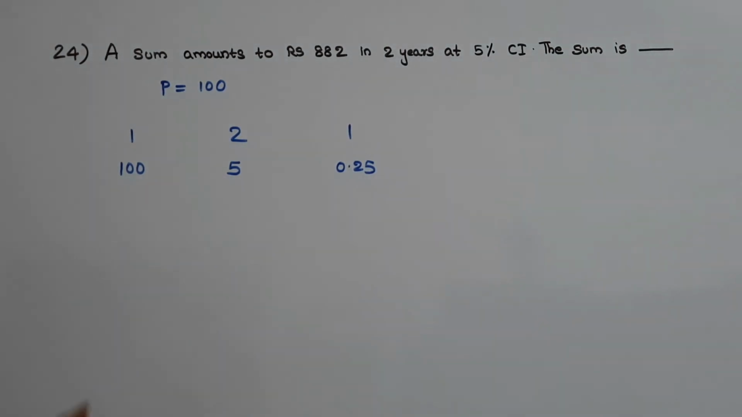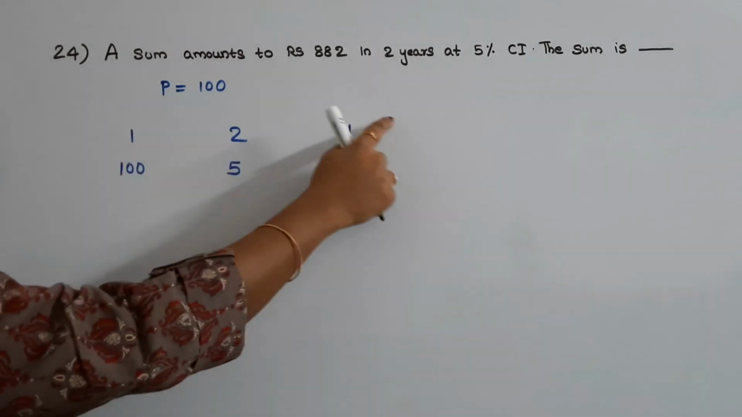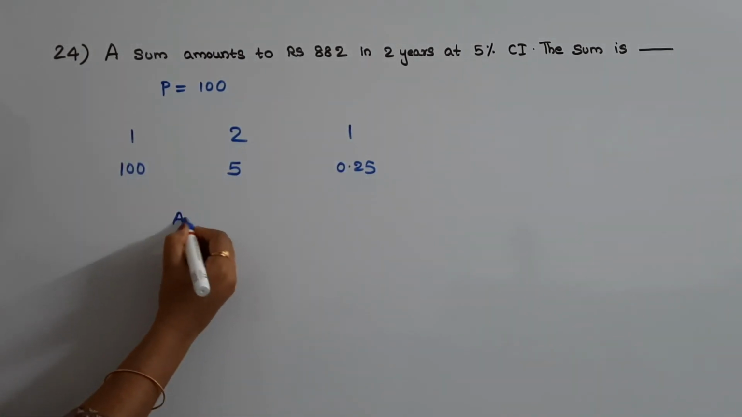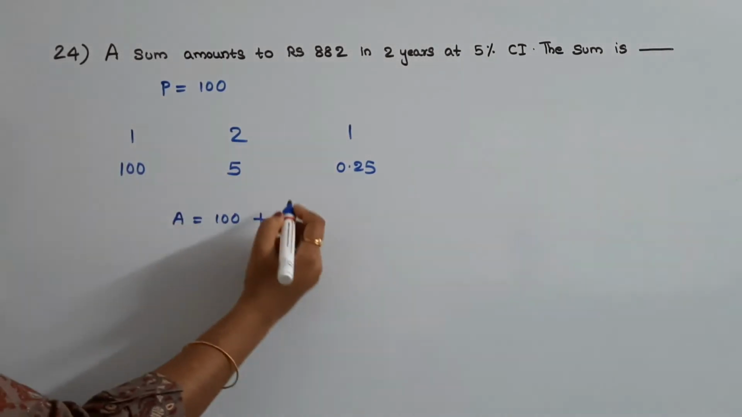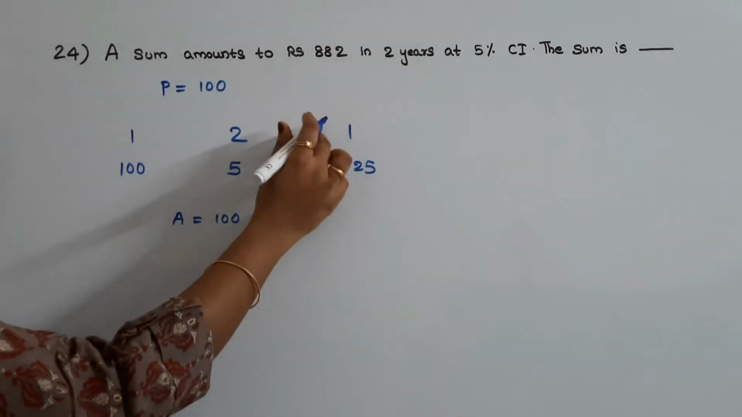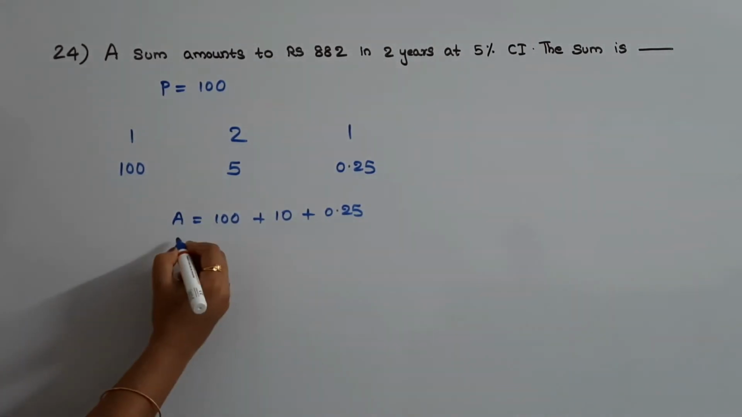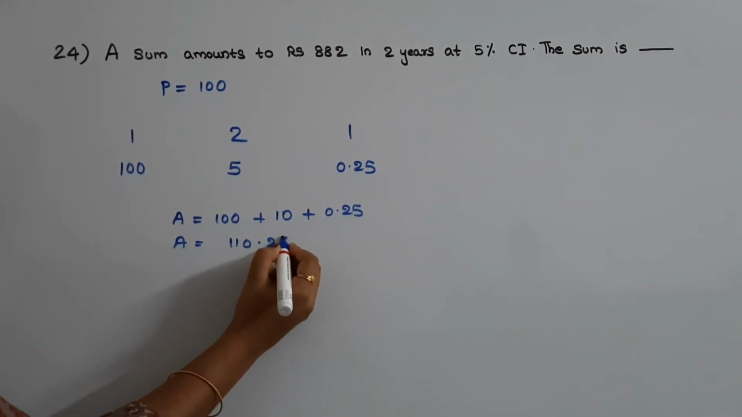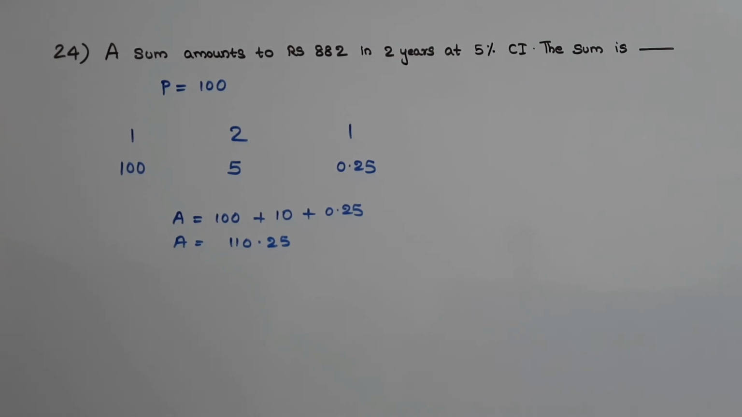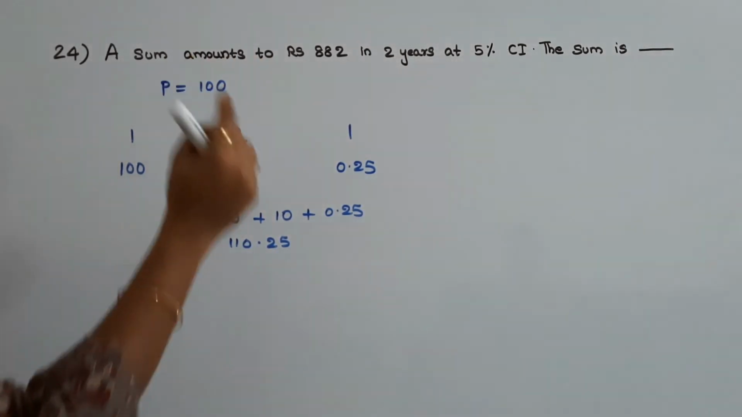Now in the question the amount is given. So what is the amount when the principal is 100? Amount will be this full part. So amount is equal to 1 into 100 plus 2 into 5, that is 10, plus 1 into 0.25, that is 0.25. Hence the amount is equal to 110.25.